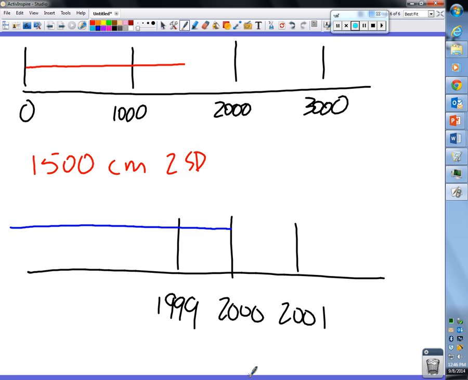Manny, go ahead. 2,000.0. Manny, how many certain digits in that number? 4. How many uncertain digits? 1. Total of 5. Rule D says zeros at the end are significant if there's a decimal point. So that's 5. All right. Are we ready?